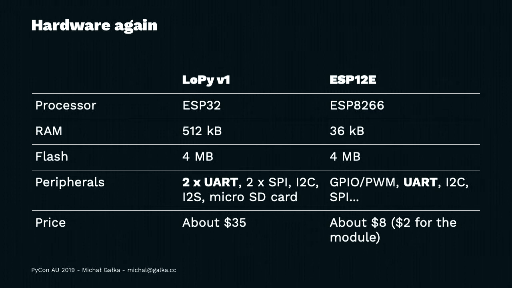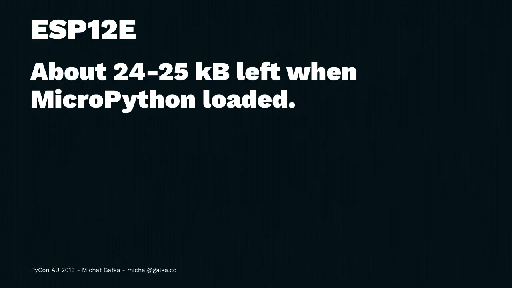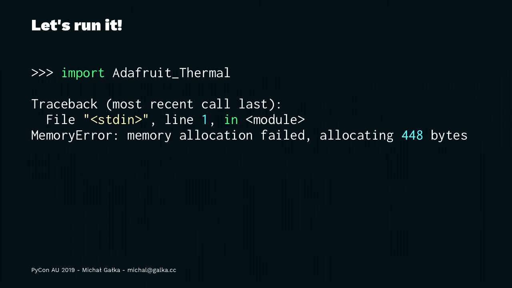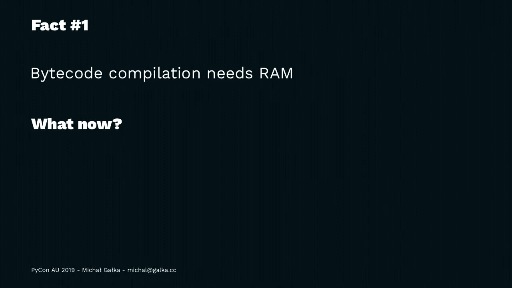And when you run the MicroPython firmware there, you're left with somehow like 25 kilobytes of RAM. So what I did at first, I just copied the library onto the board and tried to import it. And who would expect that? Well, it occurred that there is no memory left. So fact number 1, byte compilation eats RAM.